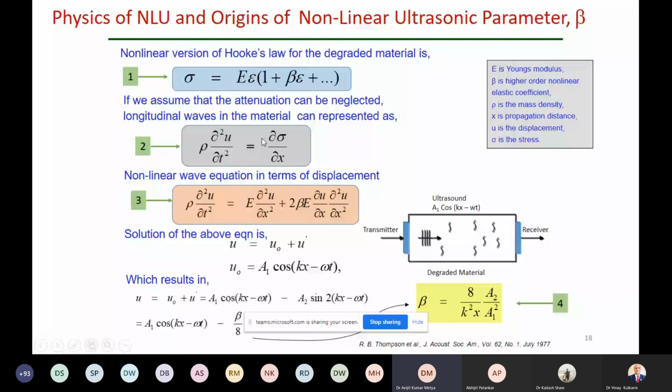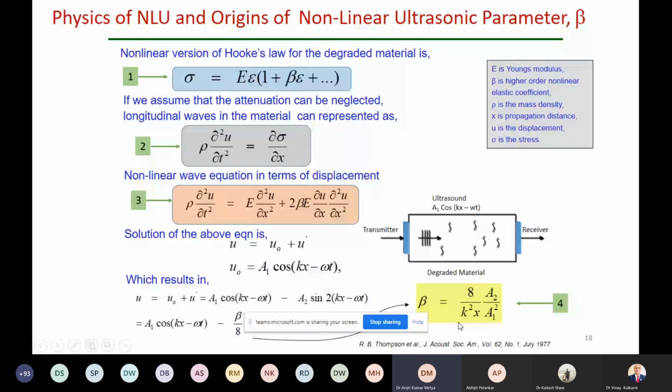In the conventional ultrasonic, we have seen that ultrasonic velocity and attenuation, these two are the main parameters for detection or evaluation. But in this case, this beta is the nonlinear ultrasonic parameter. If we solve these equations, there is a trick, and finally we get this beta. In the fourth equation, you can see number 4, k is the wave vector constant depending on the frequency you are using. x is the propagation distance for a particular material.